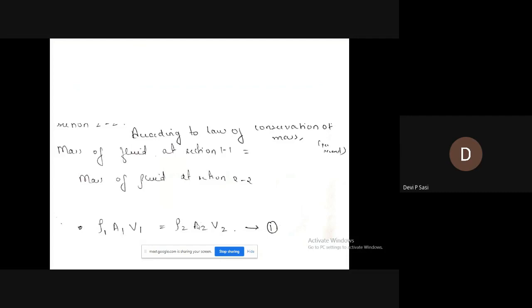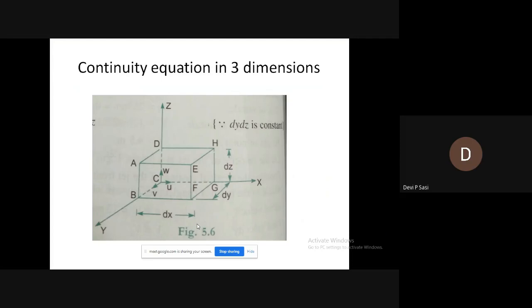Okay, but we have to learn how to derive the continuity equation in 3 dimensions. It is very important, so we can move to that portion. You see the continuity equation in 3 dimensions. All of you see the figure. Please see all the components. Please understand them. See each and every point, that is A, B, C, D.